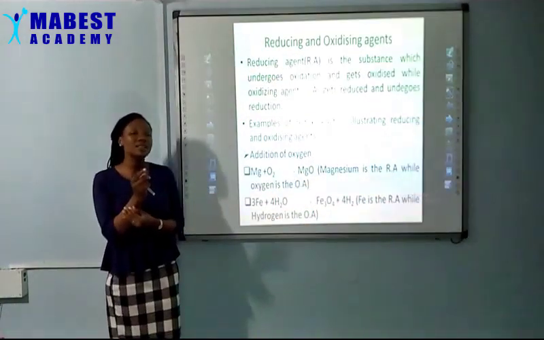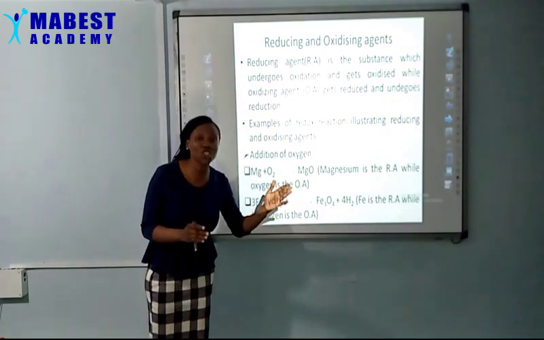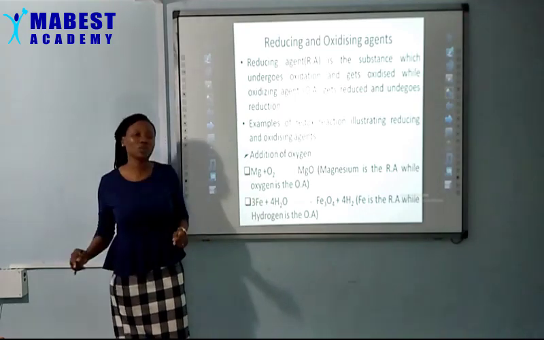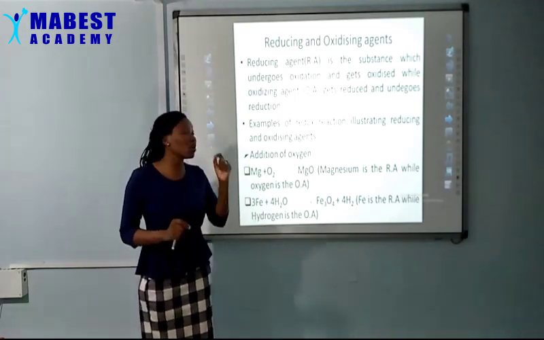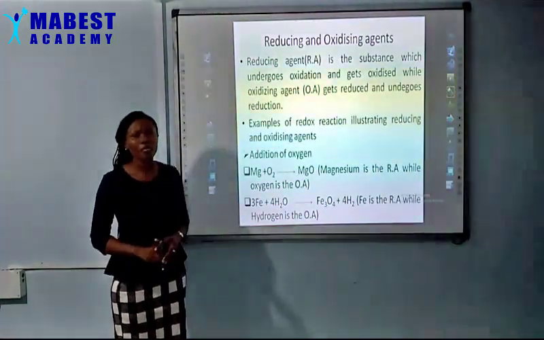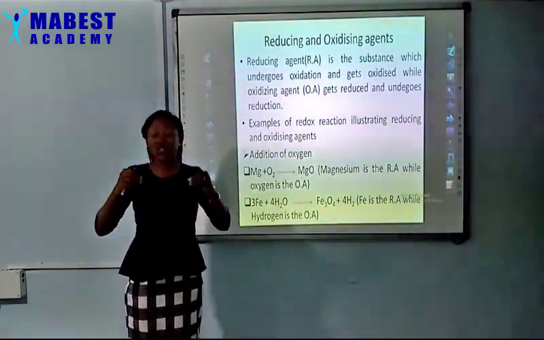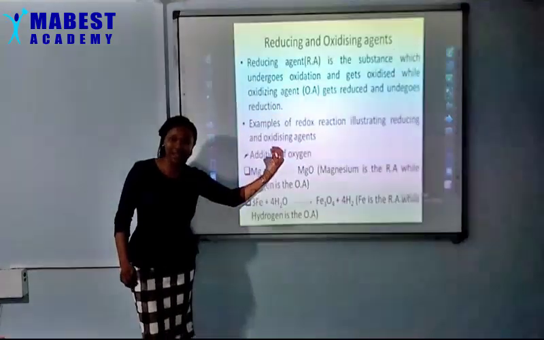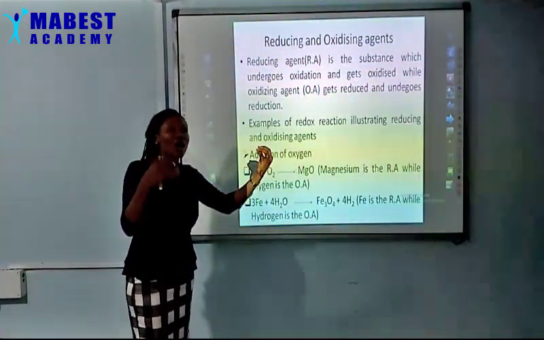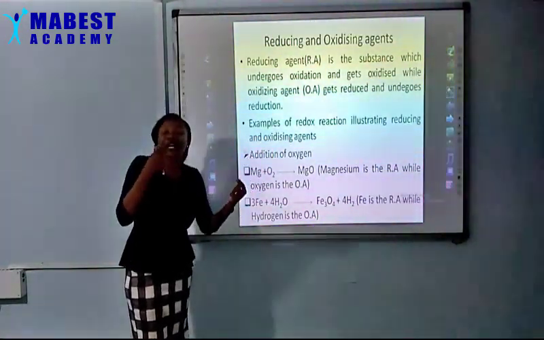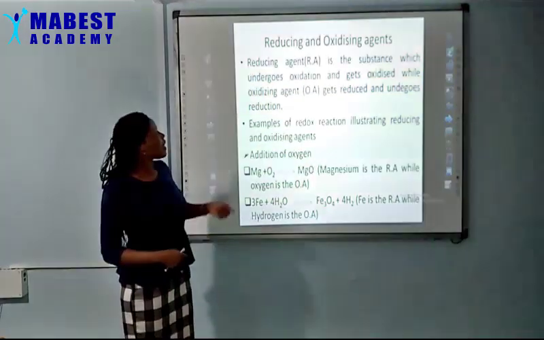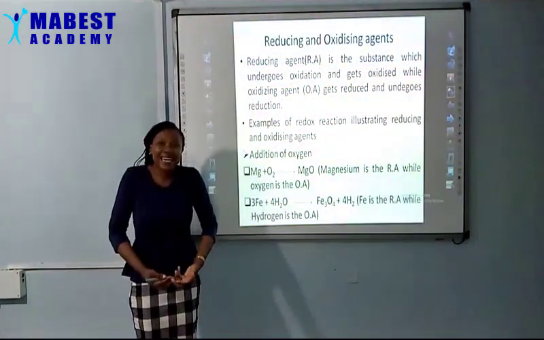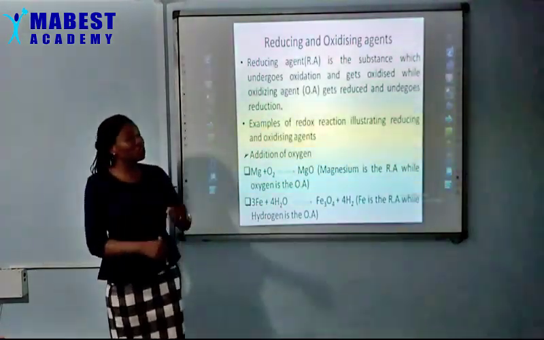I gave a distinct difference between reduction and oxidation. Reduction has to do with gain of electron, while oxidation has to do with the loss of electron. If you really want to understand oxidation and reduction very well, you must also understand the agents that enable the reaction to actually take place. Reducing agents and oxidizing agents. They are the agents that energize oxidation and reduction.